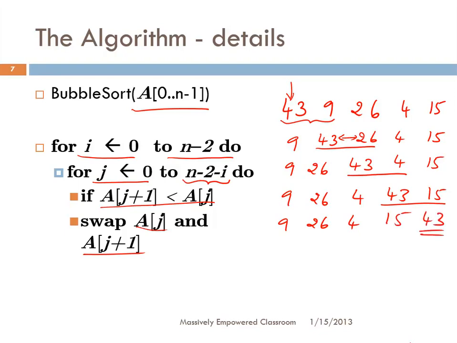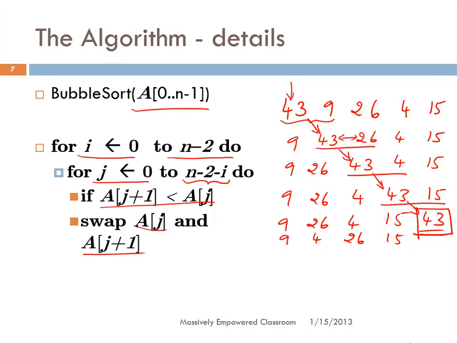So what happened? You can see that 43 kept moving to the right, or bubbled up to its correct position in the array. It was the largest element and it happened to be in the first place in this example, so it kept bubbling up till its final position. Now we don't touch this anymore, right? This element is already sorted, we don't touch it. We continue with the remaining elements. 9 and 26 are in the correct order, 26 and 4 are out of order. So we get 9, 4, 26, 15. I will not write the already sorted part, right?